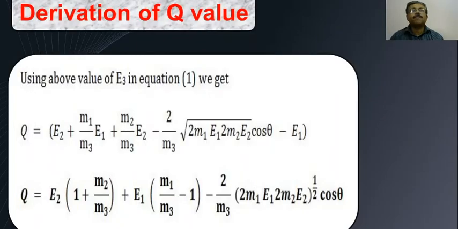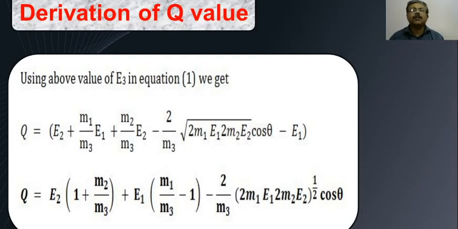Now, using this value of E3 in equation 1, we arrive at the Q value, which is equal to E2 into (1 plus M2 by M3) plus E1 into (M1 by M3 minus 1) minus 2 by M3 into the square root of M1 M2 E1 E2 into cos theta. So we can see here the Q value of a nuclear reaction not only depends upon these three masses M1, M2, M3, but apart from that, also on the kinetic energies and the angle at which the projectile has been moving.